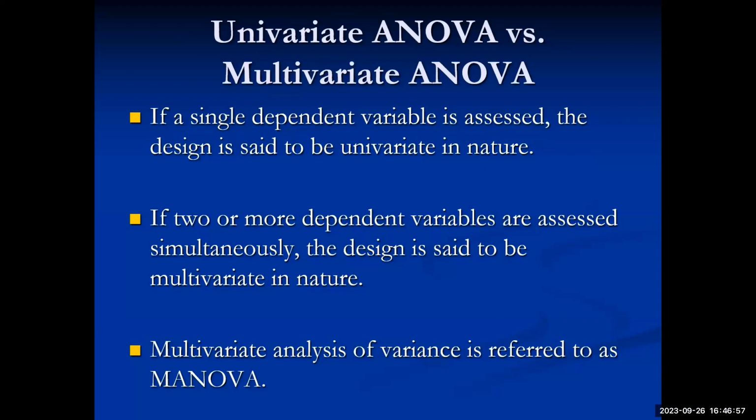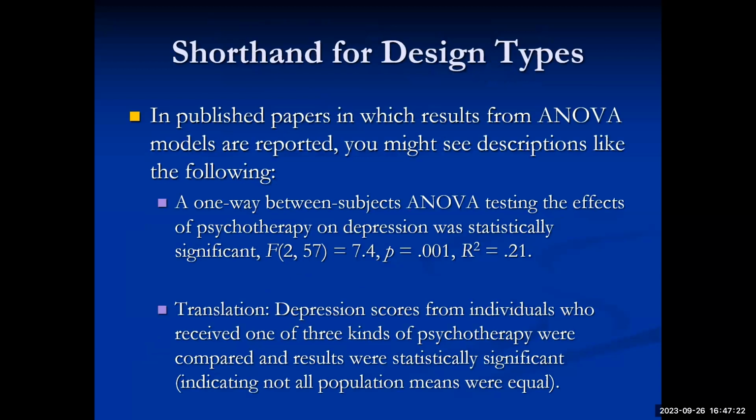On this slide, I make a distinction between univariate ANOVA versus multivariate ANOVA. If a single dependent variable is assessed, the design is said to be univariate in nature. If two or more dependent variables are assessed simultaneously, the design is said to be multivariate in nature. Multivariate analysis of variance is referred to as MANOVA. Now, on these last couple slides, I want to give you some shorthand for design types.